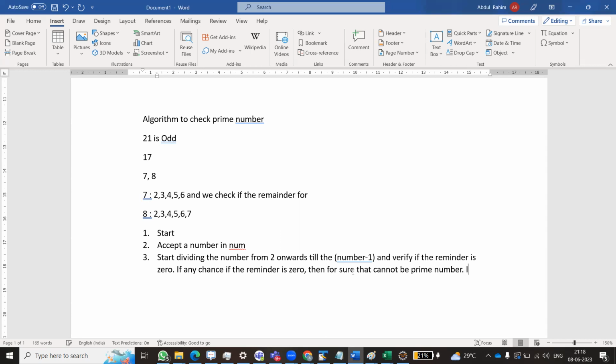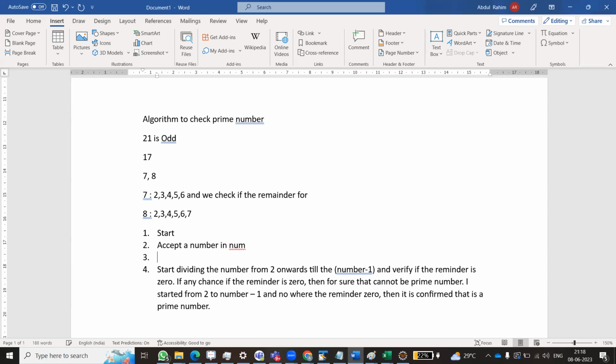If I started from 2 to number minus 1 and nowhere the remainder was 0, then it is confirmed that it is a prime number. Does this sentence make sense if I explain this to a kid?